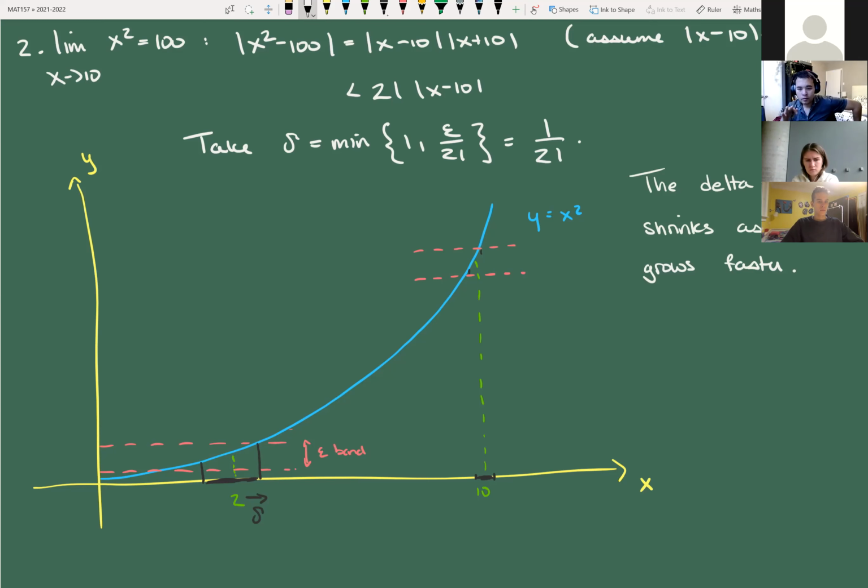So what you want to be able to say is something along the following: well, choosing epsilon over 21 worked at 10, and I know I can always choose a smaller delta. So maybe if I chose that delta for everything, what if I'd used the epsilon over 21 when I was doing the limit at 2? Well, that also would have worked, right? Once you know a delta which works, you can always choose a smaller delta. There's no issue with that.